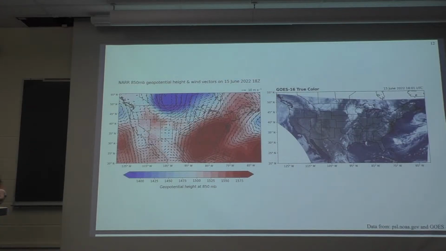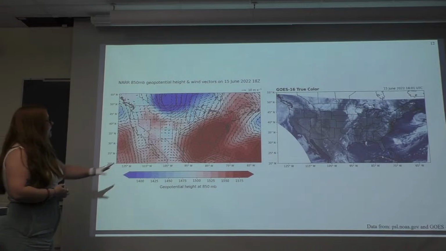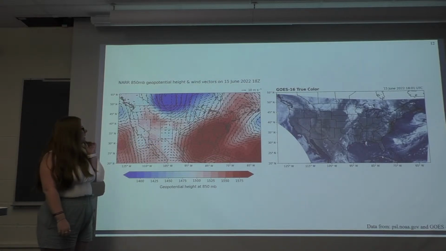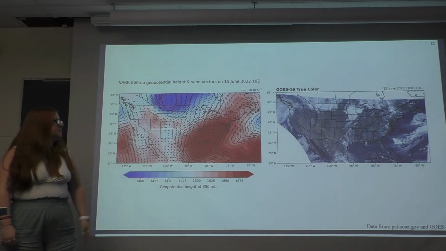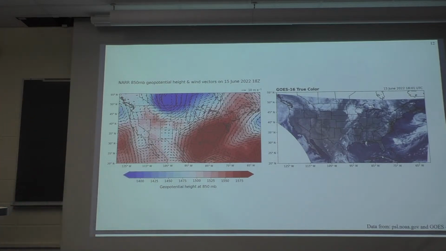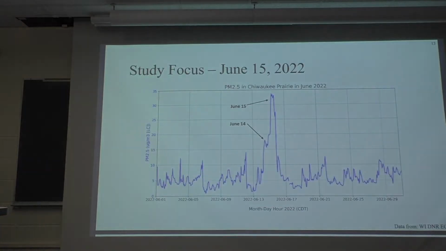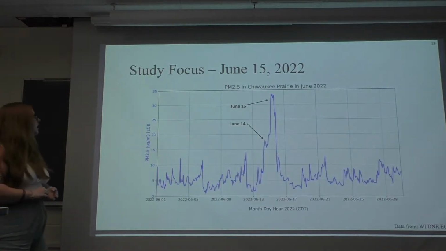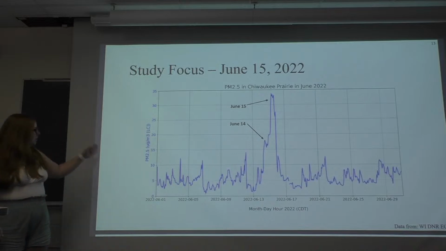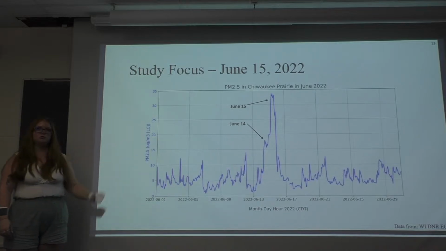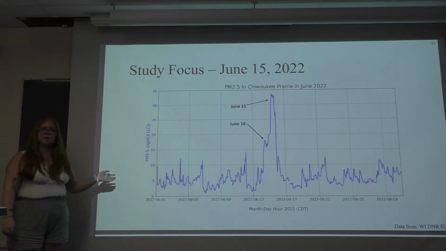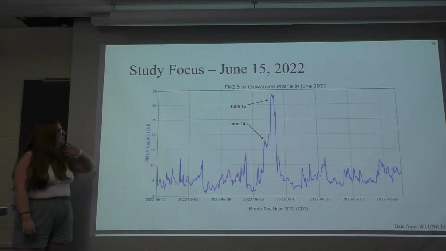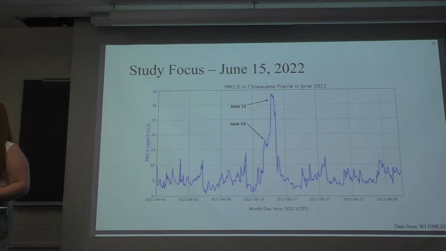And then here again is 18Z. We can see this high pressure system again is over the southeast United States. And then we have clear skies in Chiwaukee Prairie from our GOES true color image. This is why we looked at PM 2.5 on the 15th. This is a time series of the entire month of June for 2022. And you can see that the 14th and the 15th are really high compared to the rest of the month for our PM 2.5. So we wanted to examine that and see what was going on.